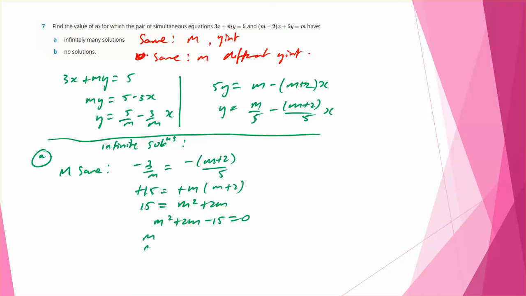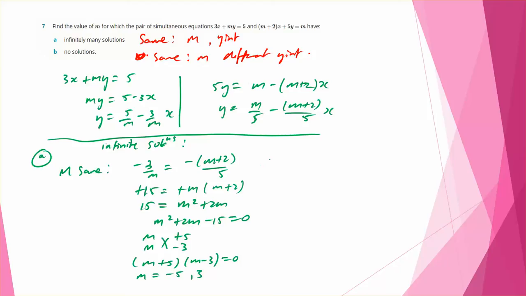And we notice we've got a quadratic to factorise. So we need two numbers that multiply to give -15 and add to give 2. The only option I can think of is -3 and 5. So (m plus 5)(m minus 3) equals 0. So by the null factor law, m equals either -5 or +3.